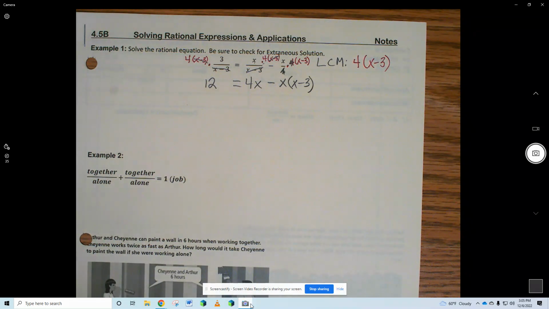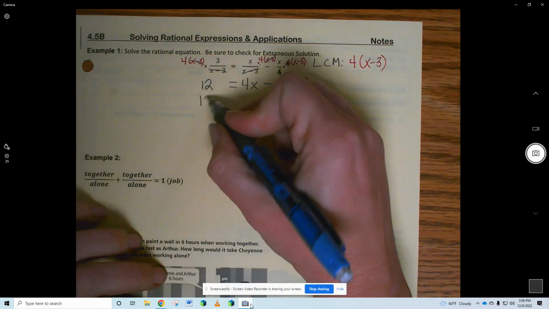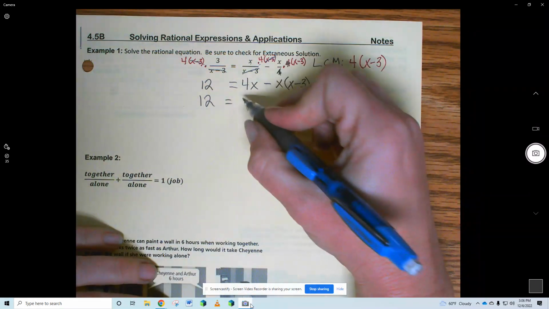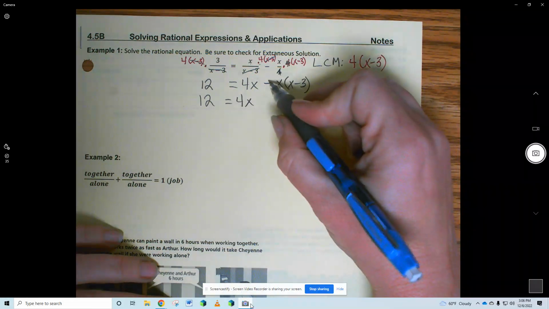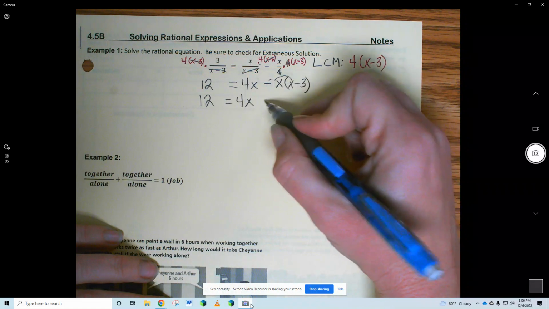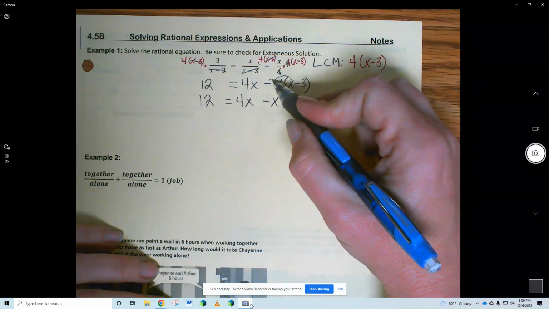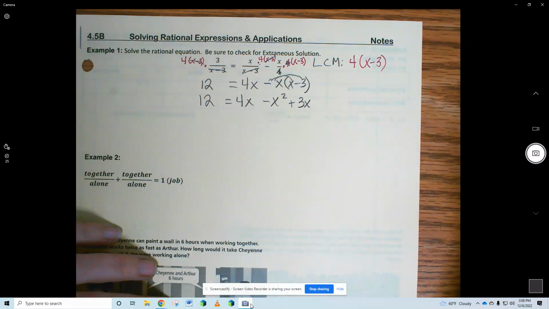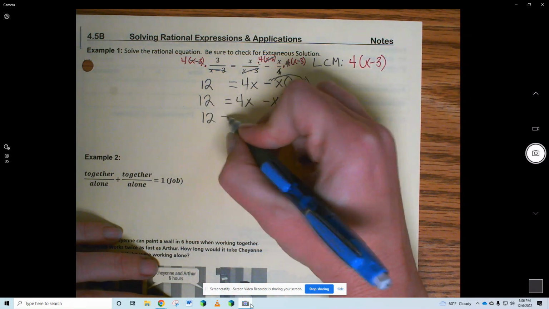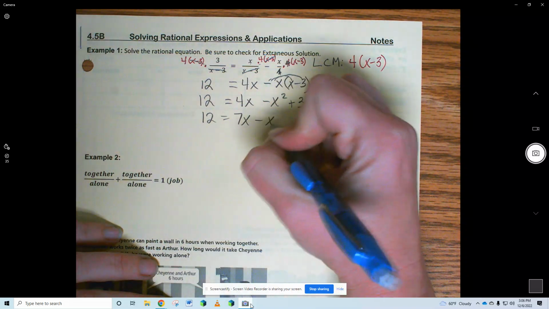All right, let's simplify and work it out. 12 equals 4x. Now I'm going to distribute the negative. Negative x times x, negative x squared. And negative x times negative 3, plus 3x. So 12 equals 7x minus x squared.